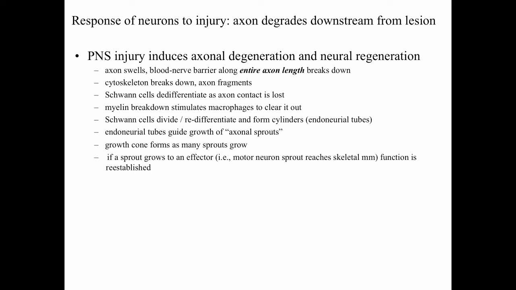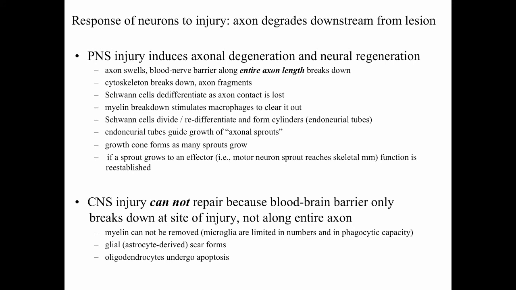What will then happen is axon sprouts will begin to reform, and they'll try to grow endoneurial tubes, and these endoneurial tubes will form a growth cone as many of these axon sprouts come together. What will then happen is those Schwann cells will re-differentiate and wrap myelin sheaths around these axon sprouts. That's the actual endoneurial tube. If a sprout and endoneurial tube grows to an effector cell, say for example to a motor neuron going to a skeletal muscle, function will be reestablished.